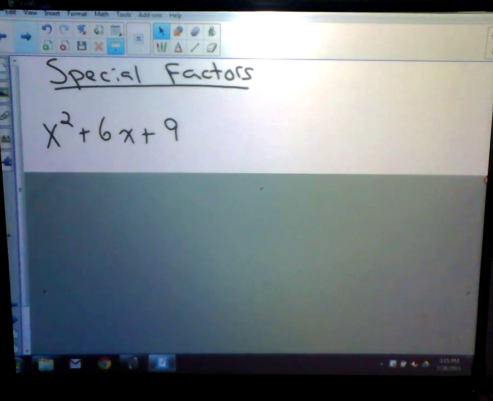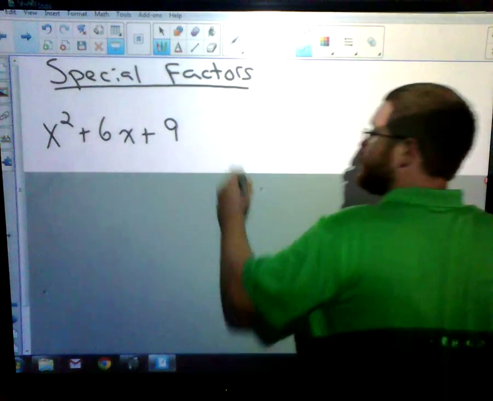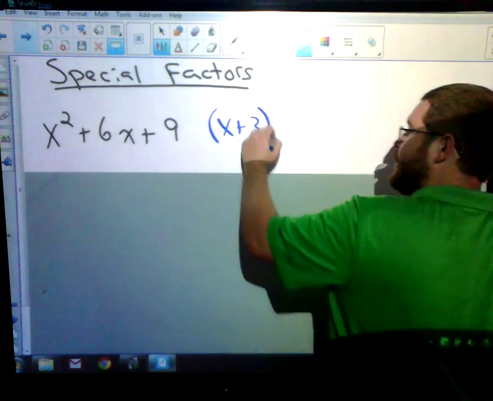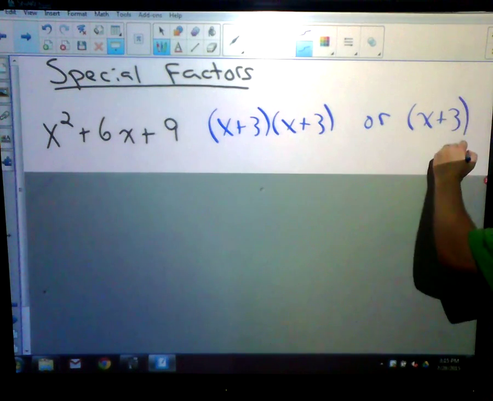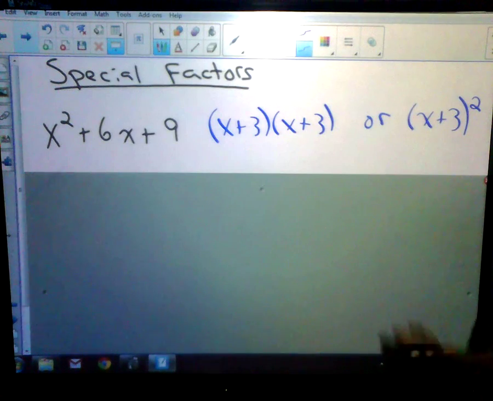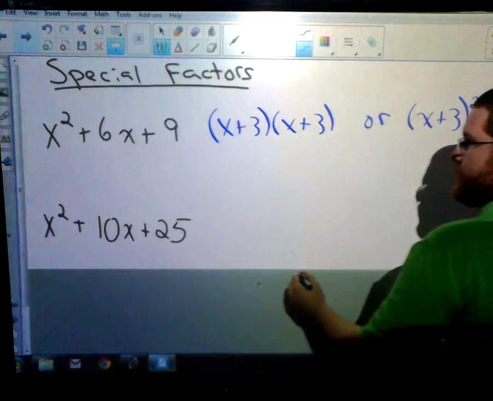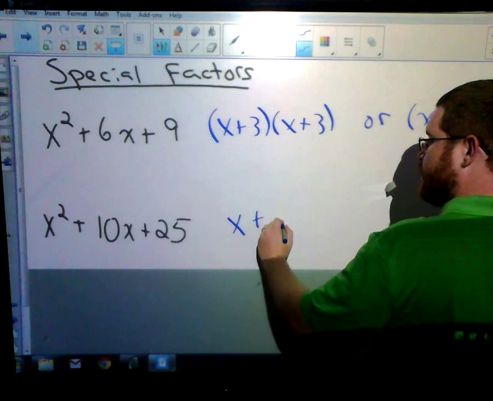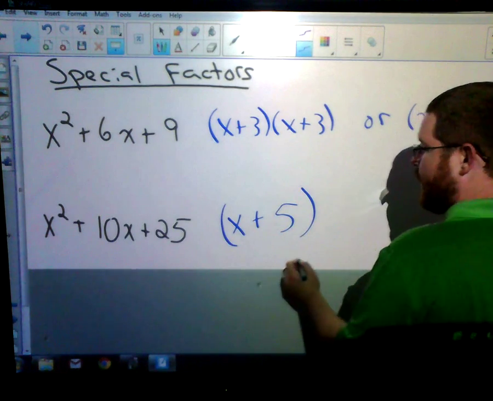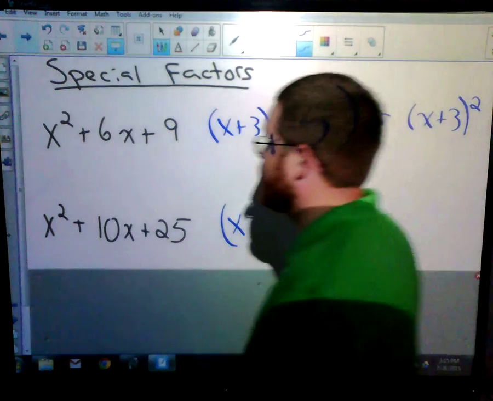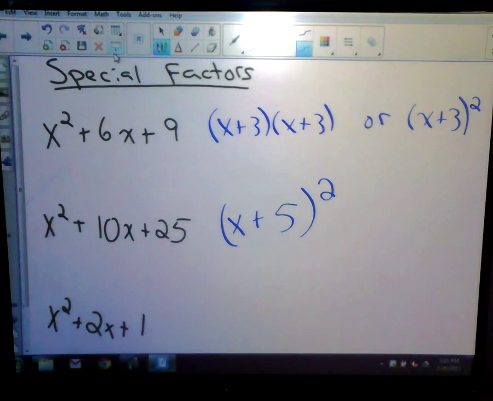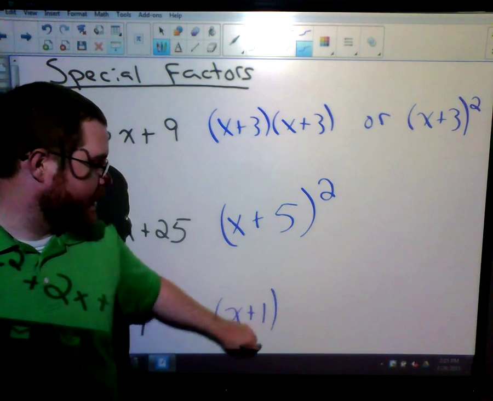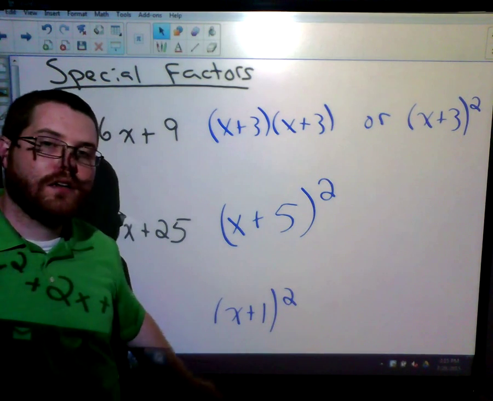How about this one? I need two numbers that multiply to 9 but add to 6. Well, that's x plus 3 and x plus 3. Or you could write that as x plus 3 squared. How about this one? This is going to be x plus 5 times x plus 5, or x plus 5 squared. How about this one? This is going to be x plus 1 times x plus 1, or x plus 1 squared.